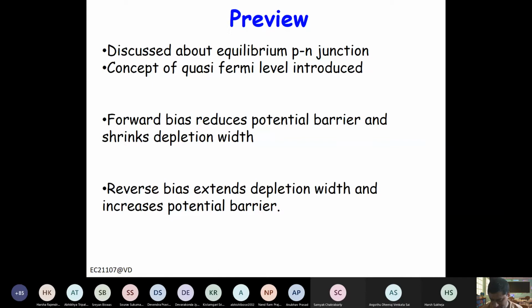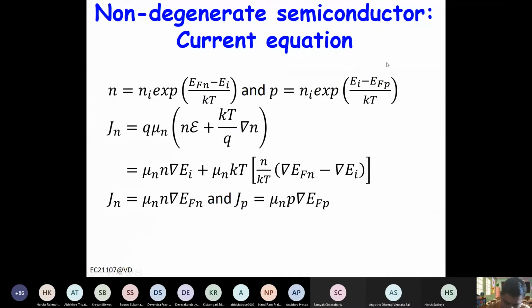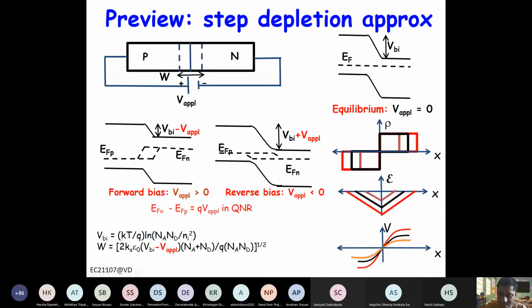So this slide basically summarizes both the forward bias and reverse bias. So this is your p-n junction, and when you apply a forward bias, this built-in potential under equilibrium reduces by the applied voltage. In reverse bias, the built-in potential, or the potential barrier, increases by the applied voltage.